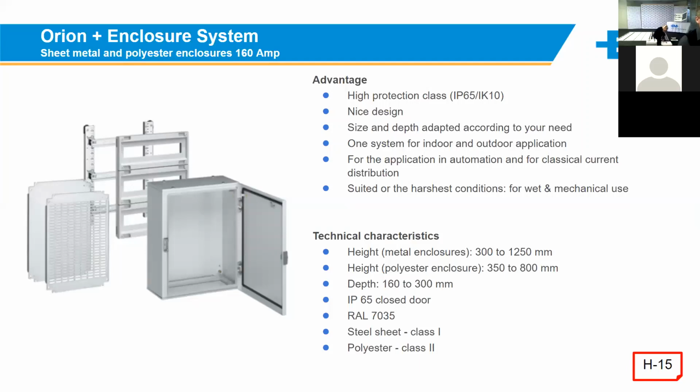You can have adapter kits to put in miniature circuit breakers. You can have chassis plates inside it if you would like to install maybe a PLC or a VSD inside it. It's also capable of doing that. There's two formats on these Orion Plus enclosures. You can either have it in a metal enclosure or you can have it in a polyester enclosure.